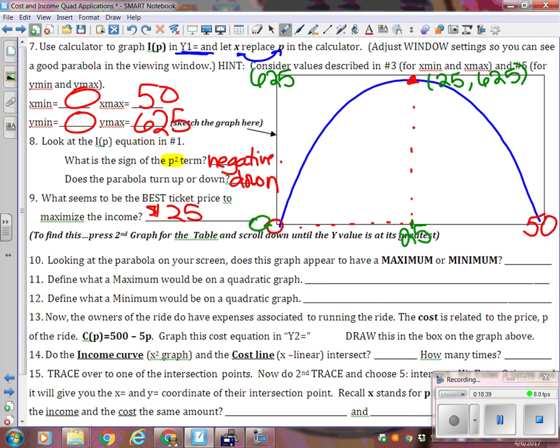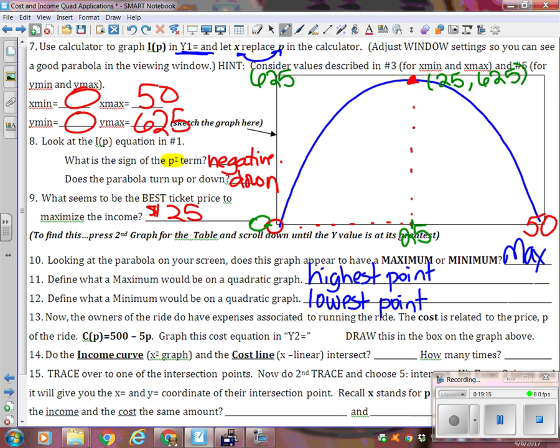Okay. All right, looking at your parabola on your screen, does this appear to have a maximum or a minimum? It has a maximum. So we're going to put max right here. Define what a maximum would be. What is a maximum on any graph? Highest point. Very good. So by the same token, what would a minimum be on a graph? Lowest. So it depends on what the graph looks like. This graph we are looking at has a maximum.